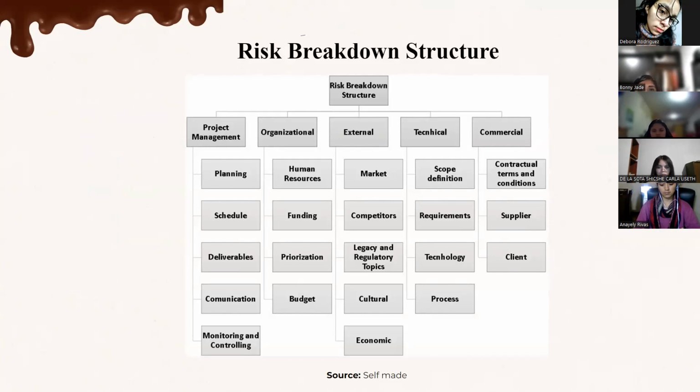Okay, in the risk breakdown structure, we consider this a hierarchical structure of project resources. The value of this risk breakdown structure lies in its ability to define the entire scope of work to be performed on the project. Next slide, please.